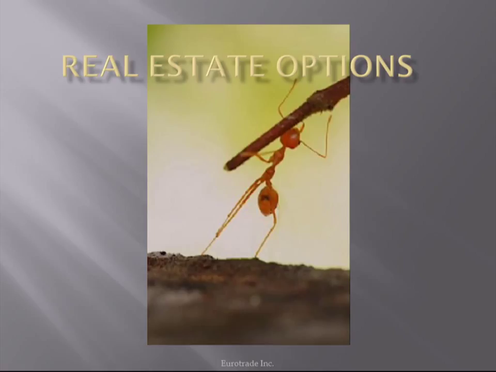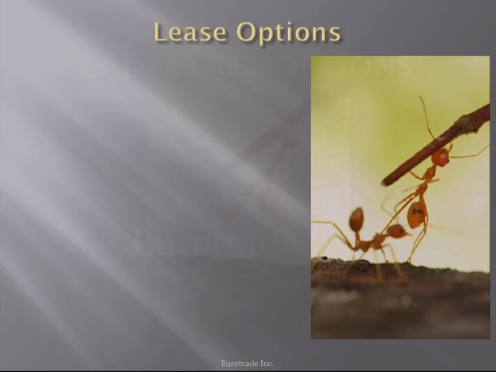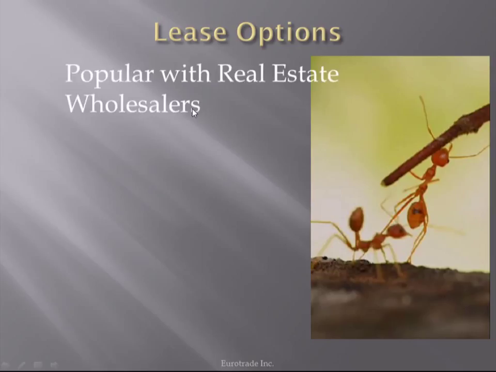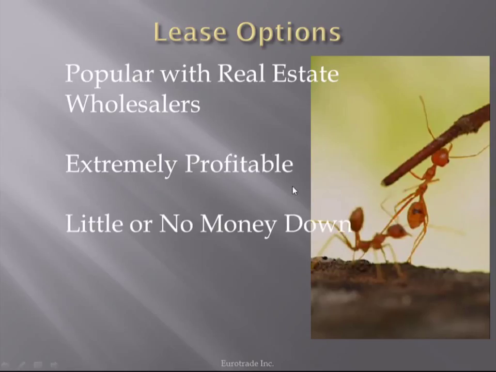Real estate options can take many forms. The most common type of real estate option is a lease option. It is actually a transaction that has two parts to it. A tenant is given a lease, and that same tenant is given an option to purchase the property that they are renting. It's very popular amongst real estate wholesalers because it allows them to make very large profits without actually having to put money out of their own pocket into the transaction.